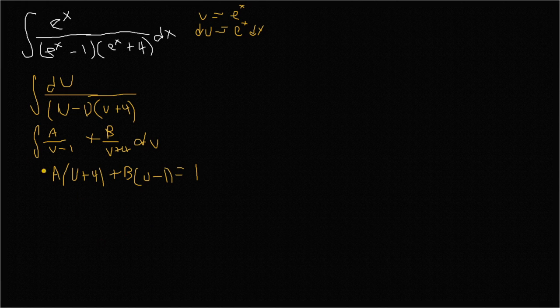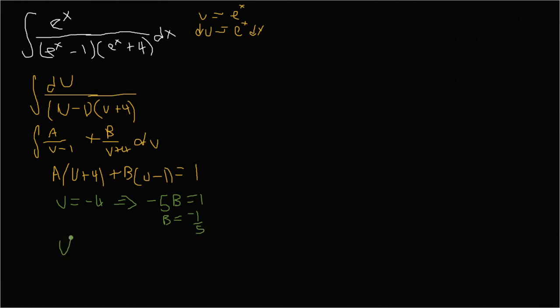Alright, so we want to solve for values that will make this equation true. So let's let u equal negative 4. What is that going to do? That will make this term 0. So when u is negative 4, this term is 0, so we only have to worry about this part. Negative 4 minus 1 is negative 5, so negative 5b is equal to 1. B is then, divide both sides by negative 5, negative 1 over 5.